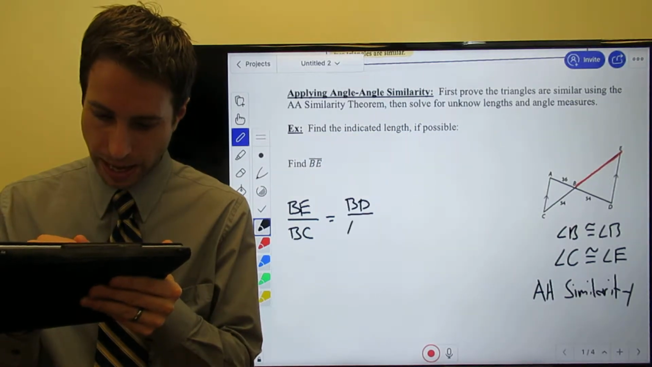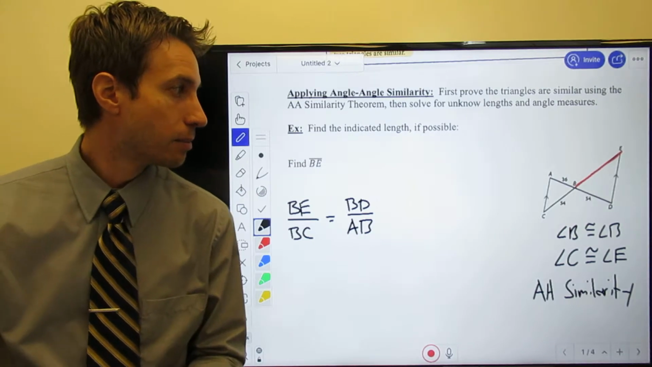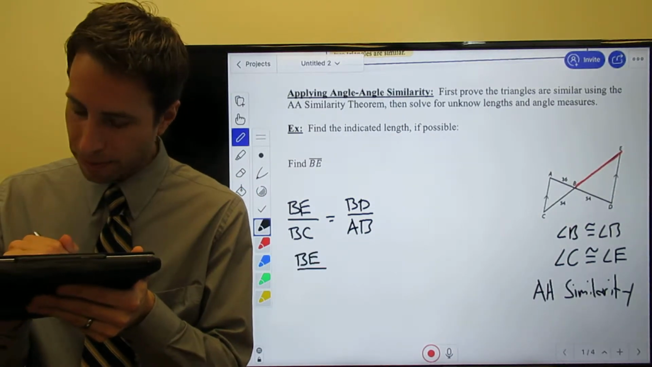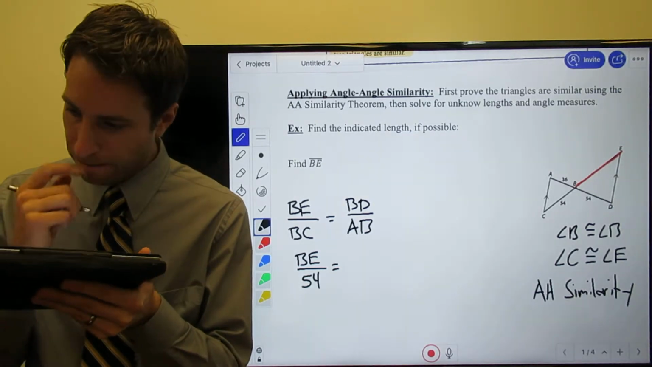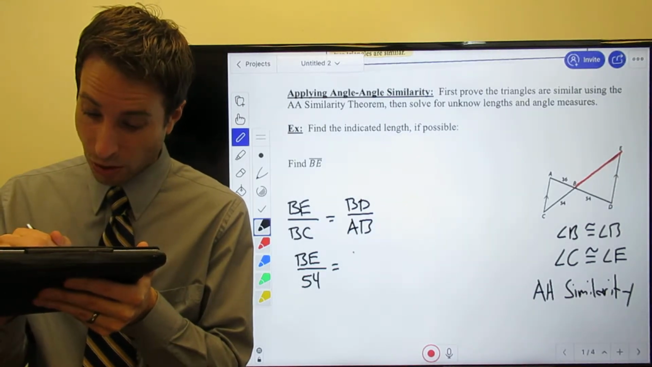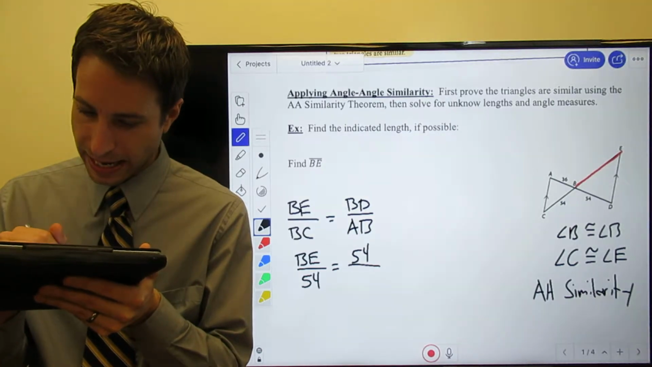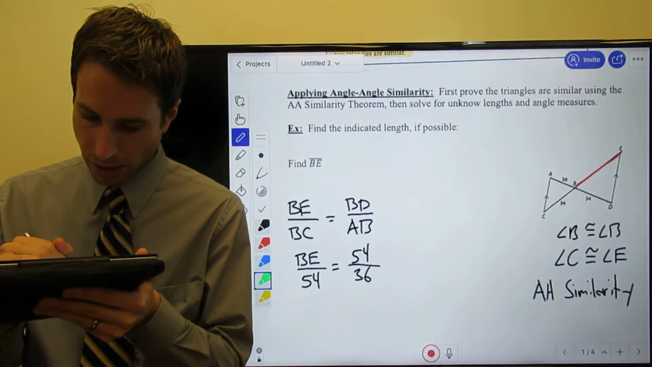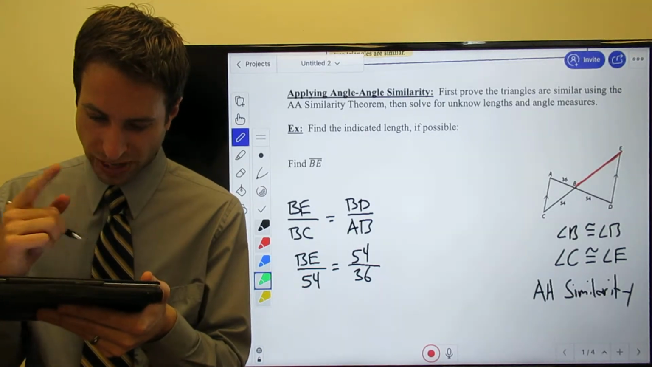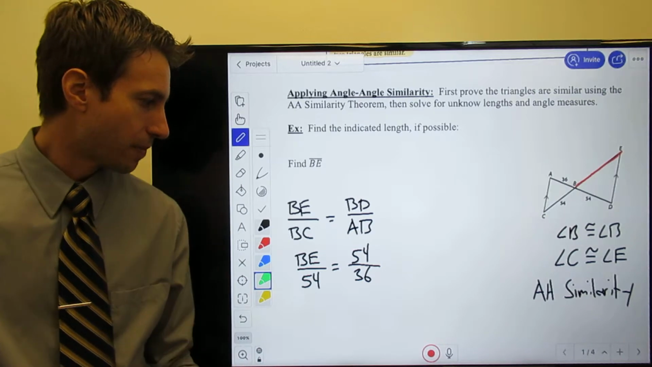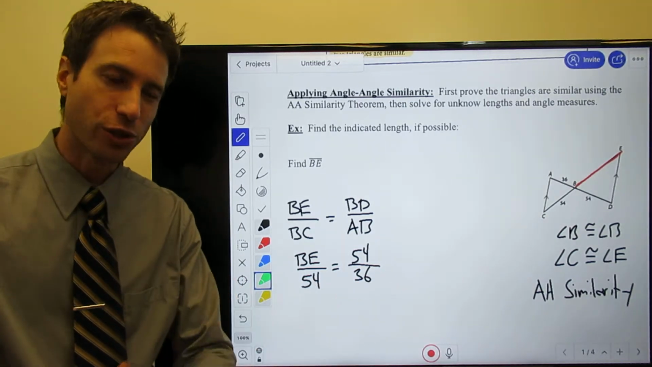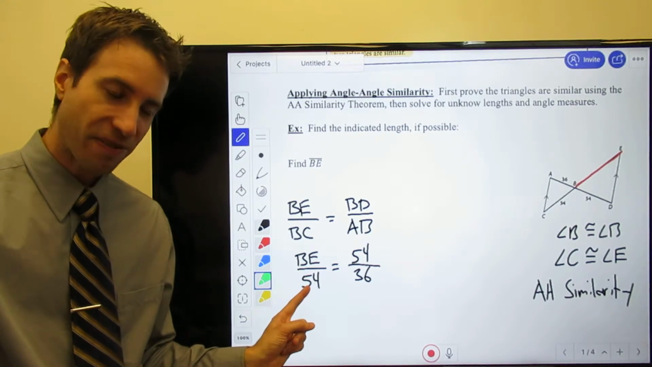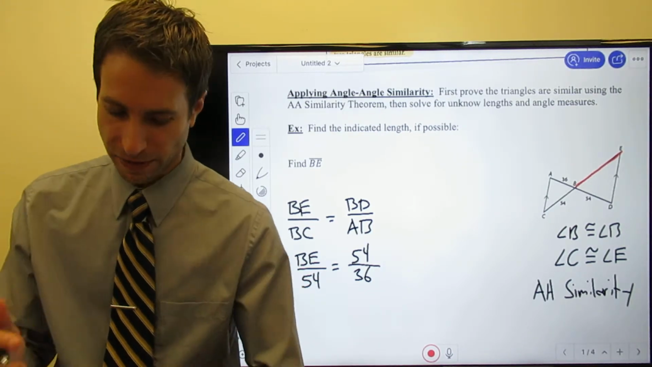So there we go. BD and AB. At this point, guys, plug and chug. I'm trying to solve for BE. I know that BC is 54. I know that BD is also 54. Interesting. And AB is 36. You'd be tempted here to cross multiply, but actually you're doing more work than you need to. I just need to get this BE by itself. Since I have division by 54, just multiply the 54 to the other side.